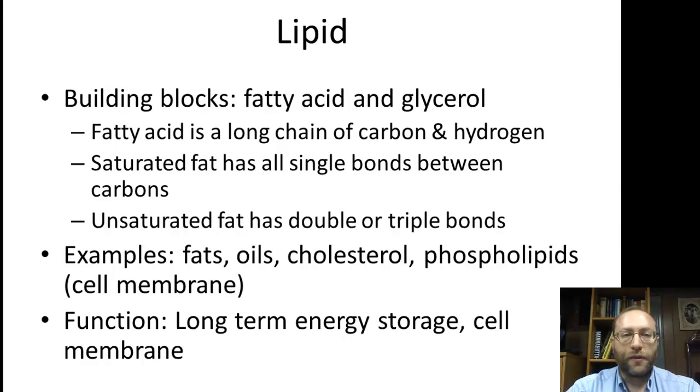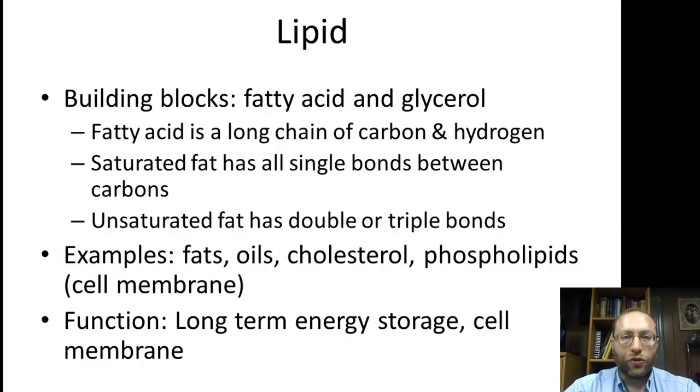Next are lipids. The lipids, for them, those are basically the fats and the oils, and the building blocks for those are fatty acid and glycerol. And unlike carbohydrates, which tend to be like chains of sugars, with the lipids you've got one glycerol attached to 3 fatty acids. Fatty acid is basically just a very long chain composed of carbons with hydrogens attached to it on the sides.